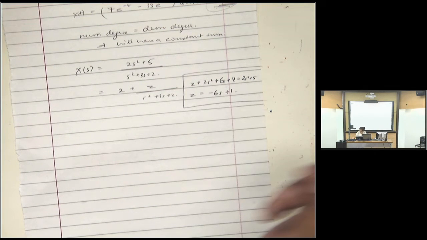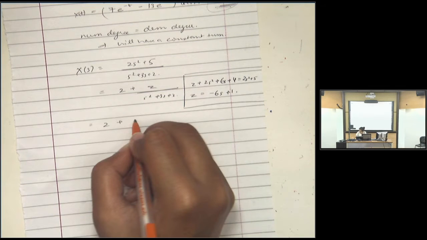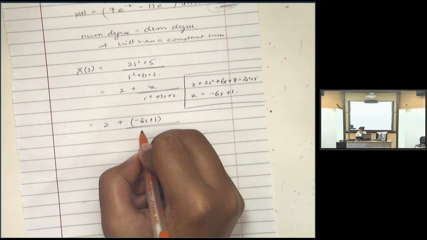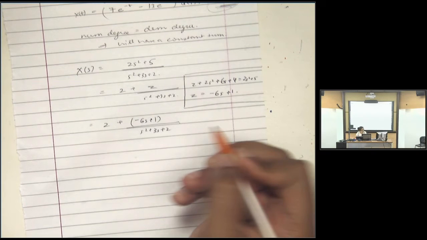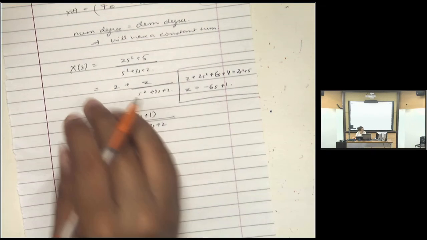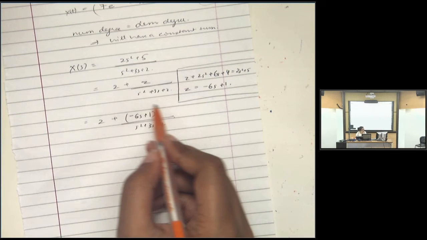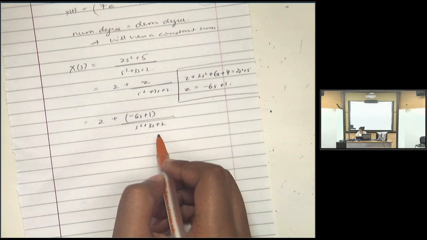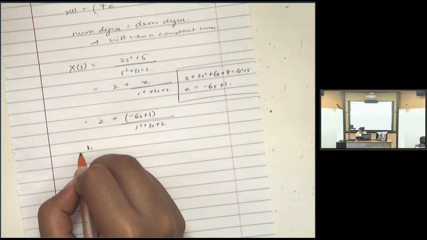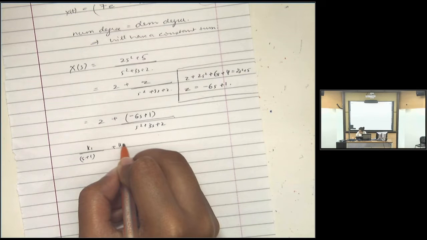Alright, so now my X(s) is 2 plus (minus 6s + 1) over s² + 3s + 2. Leave the 2 for now. We'll go forward with the partial fraction expansion of this term: k1 over s + 1 plus k2 over s + 2.